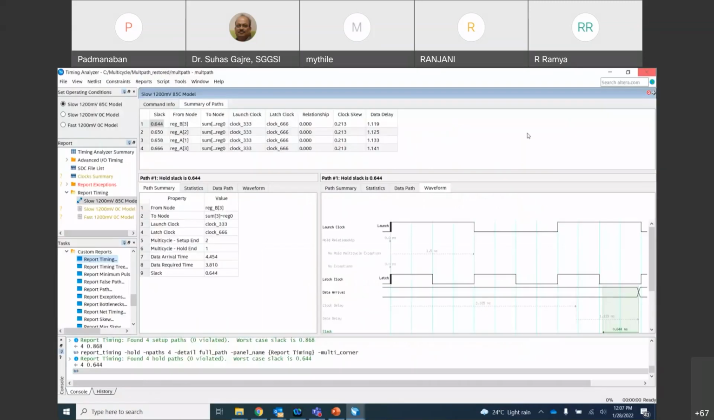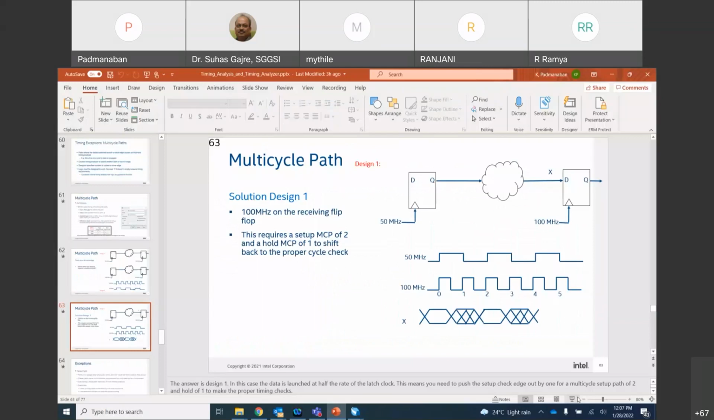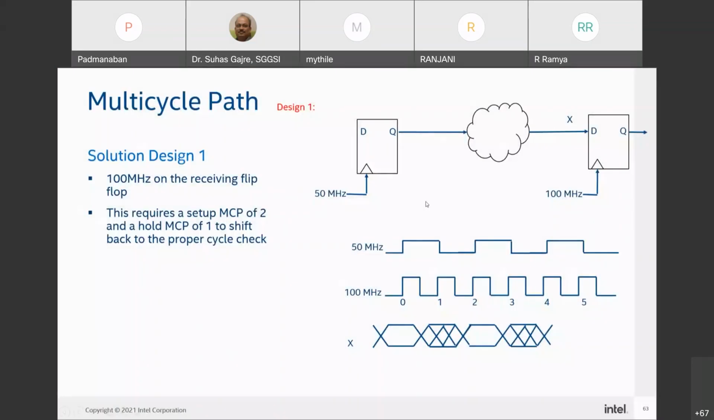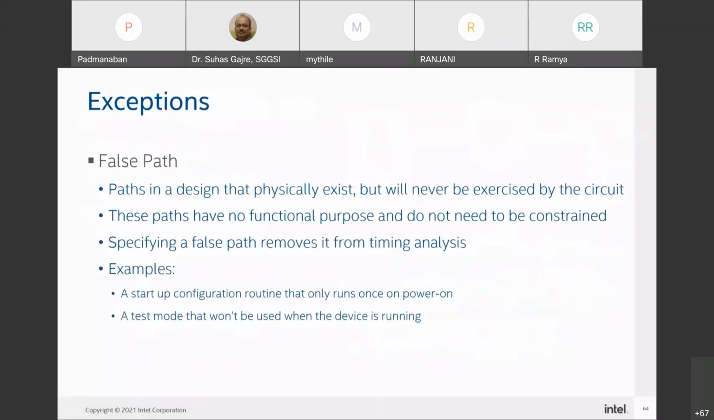Right. Now, this is the logic behind the multi-cycle paths. There is one more we need to discuss, called the false path, before we enter into the IP and the platform design. Now, another important timing exception is called the false path. So what is a false path? That is very, very important for us to understand.